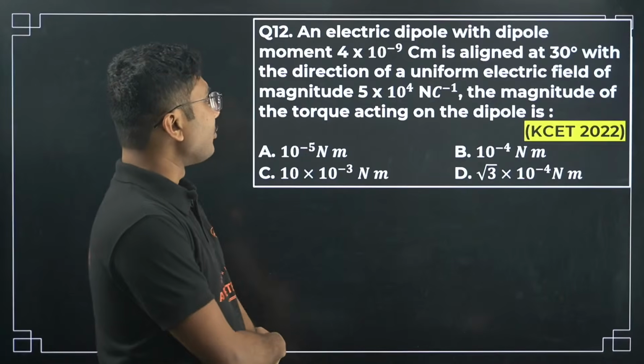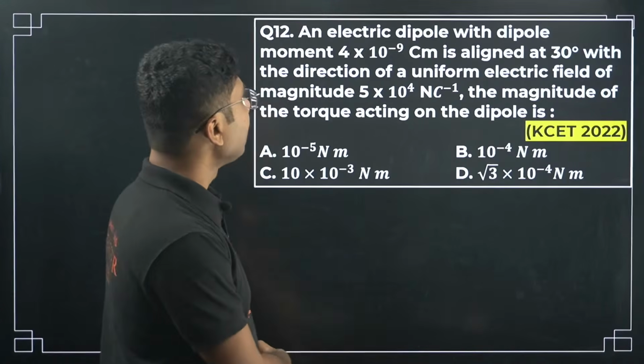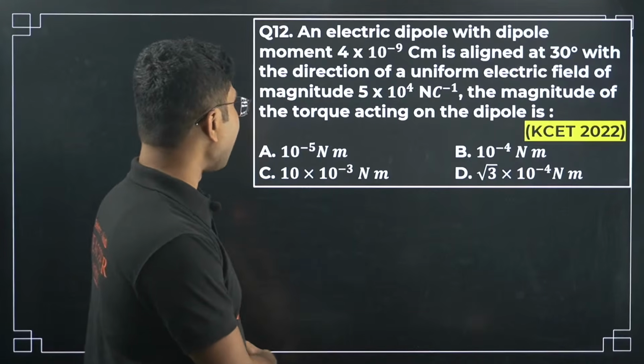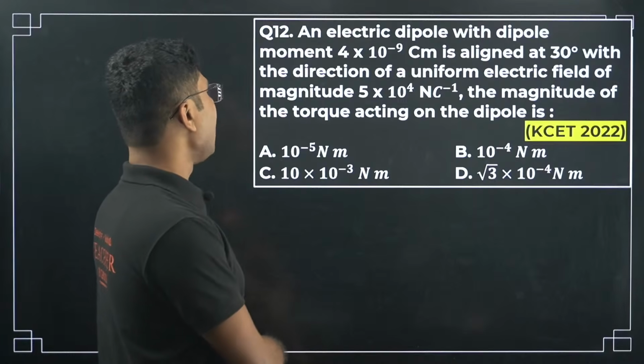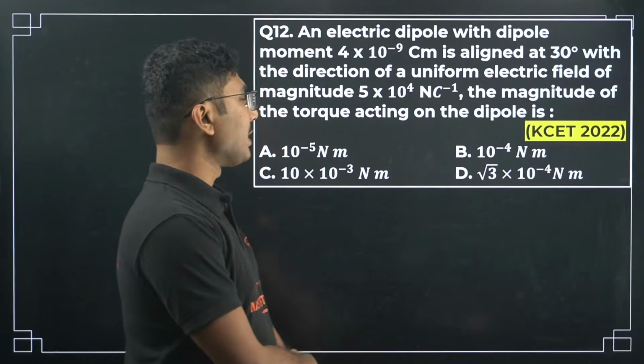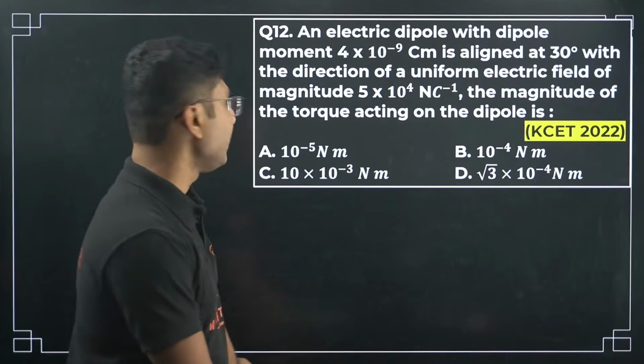An electric dipole with dipole moment 4 into 10 to the power of minus 9 coulomb meter is aligned at 30 degrees with the direction of a uniform electric field of magnitude 5 into 10 to the power of 4 newton per coulomb. The magnitude of the torque acting on the dipole is?